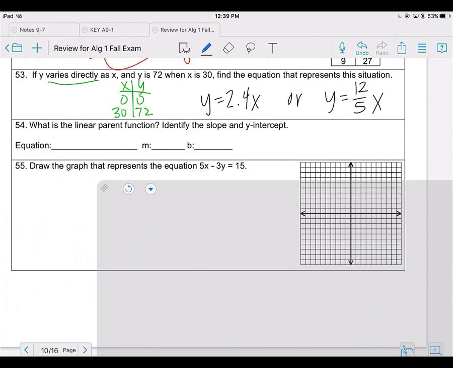54 asks us to identify the linear parent function. The linear parent function is the most basic line that has had nothing done to the slope and nothing done to the y-intercept. It goes through 0, 0 and has a slope of 1. So y equals x is our basic equation. The slope is 1 because there's that invisible ninja 1, and our b value is 0.